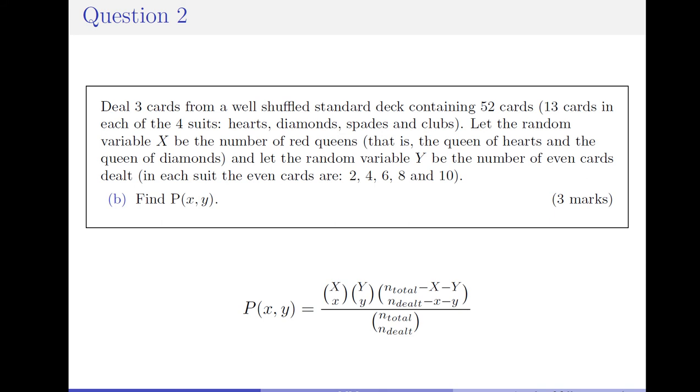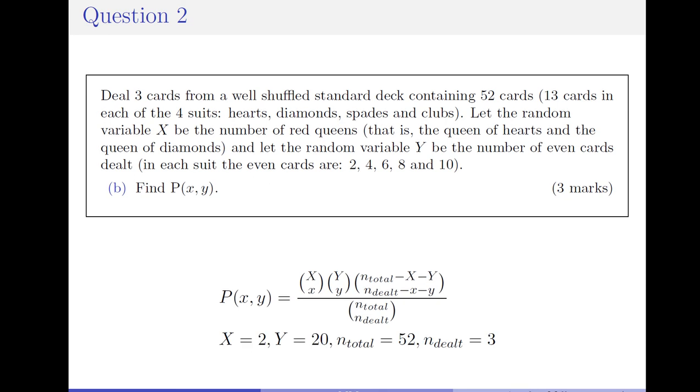Okay, so what do we do now? Well, we need to identify what everything is. We want our probability P of x, y in terms of small x and small y. So that means we don't fill anything in for small x and small y, but everything else gets a value. So capital X is equal to 2. This is the maximum number of red queens there are in the pack. This is the total number of red queens in the pack. Y is 20. That's the number of even cards in the pack.